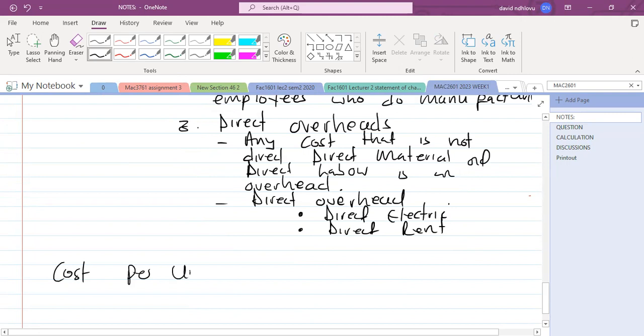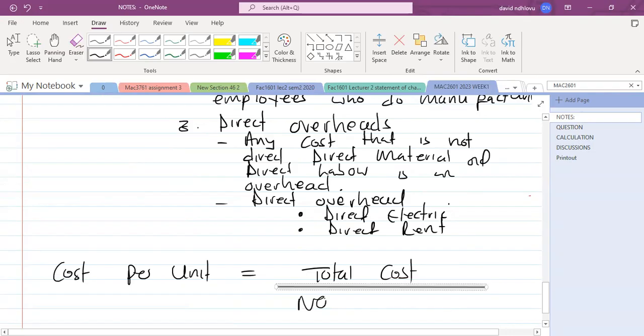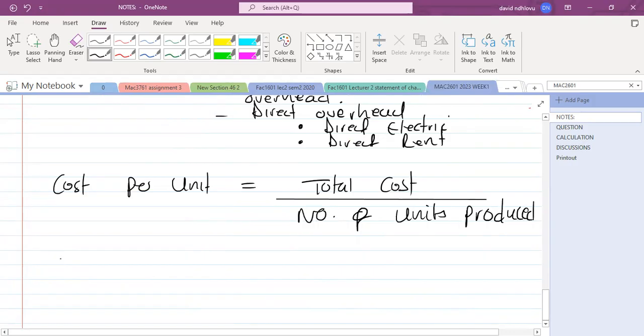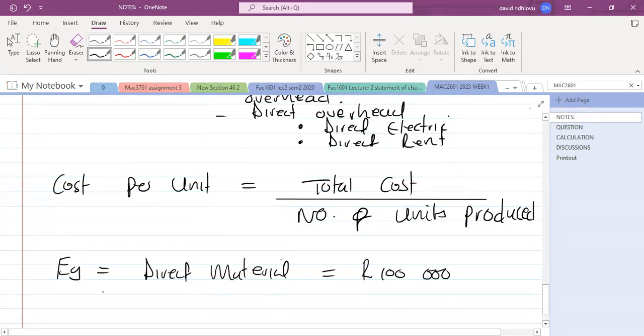Right, it's very simple. You simply take your total cost and divide it by the number of units produced. Take your total cost, divide by the number of units produced. So for example, if I bought direct material, I bought my wood to manufacture my chairs. All in all, I can see that I spent 100,000 rand on wood to manufacture the chairs.